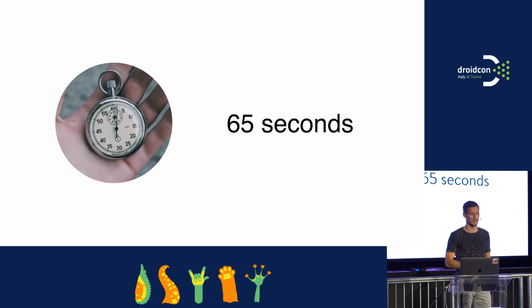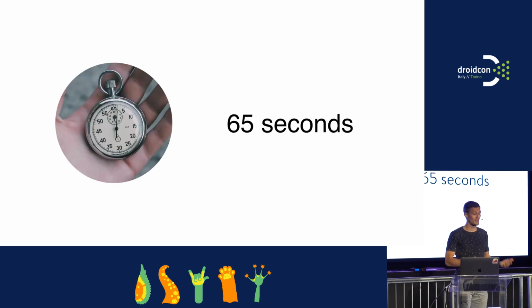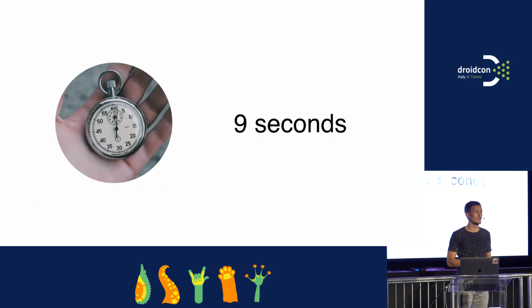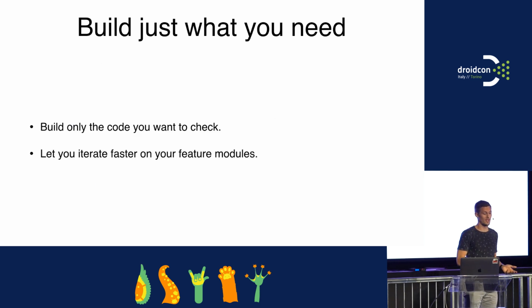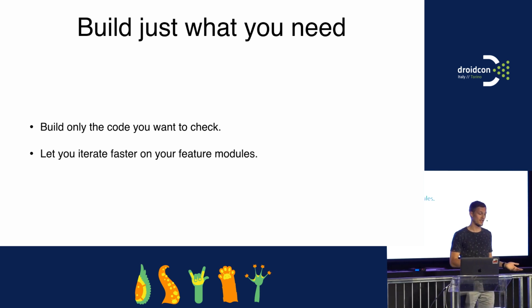That is really, really annoying. But if I again do the change over there and just run it in a taste app, which is pretty small, I don't have 65 seconds. I come down to 9 seconds. And I think that's a huge, huge improvement. And I can iterate faster again. So build just what you need. This helps you to build only the code you want to check, and you can iterate faster, therefore, on your feature modules.